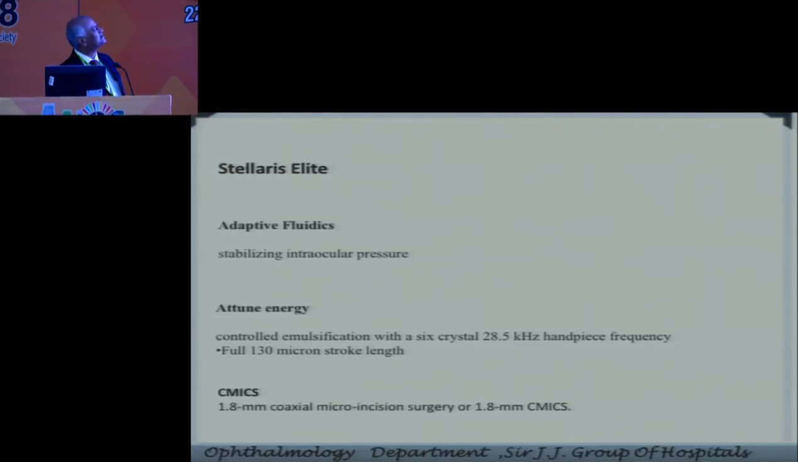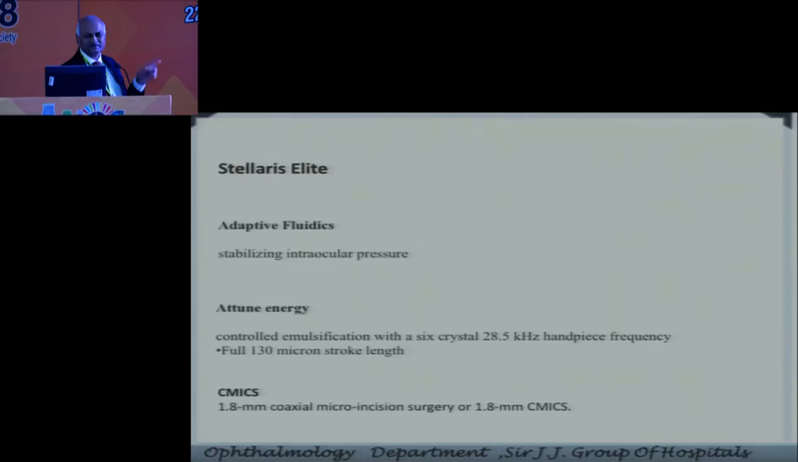And then we will see the Stellaris Elite. Now adaptive fluidics is there. So a different modality, now stabilizing the intraocular pressure. So here this adaptive fluidics is used to stabilize the intraocular pressure. And Attune energy. See the Attune energy, that is controlled emulsification within 6 crystals, that is 2.8 this handpiece, and the frequency full, that is full frequency 130 micron stroke length.